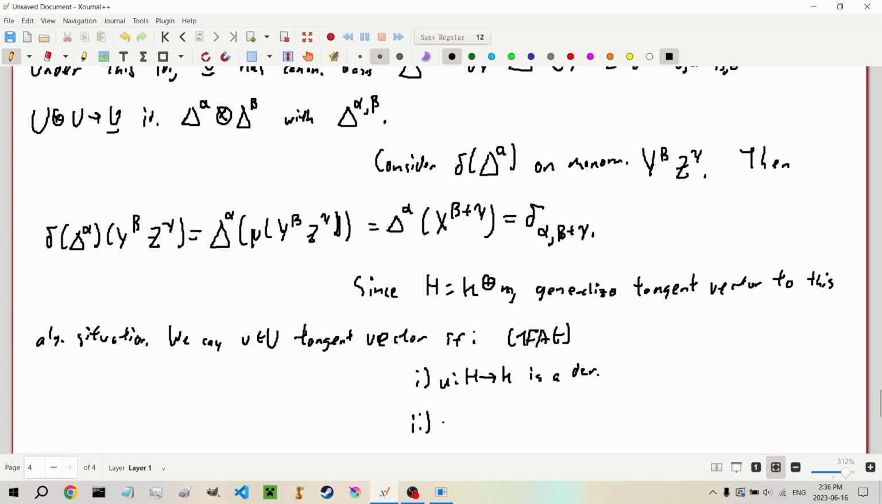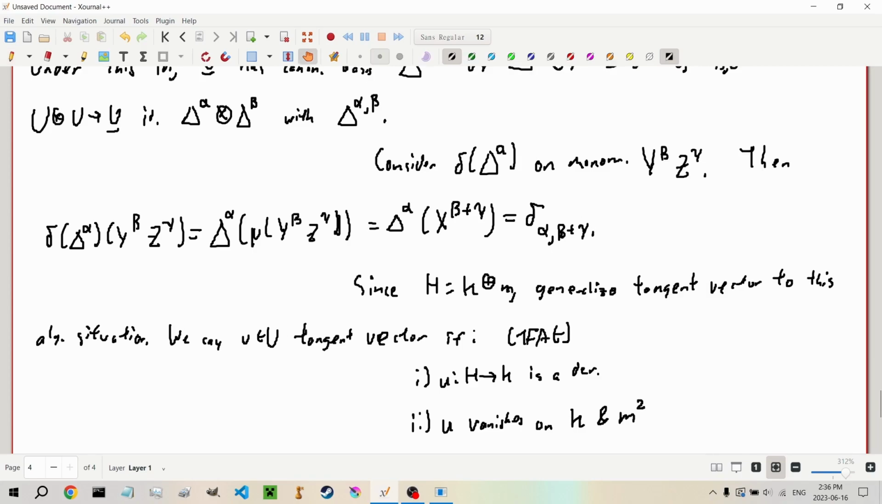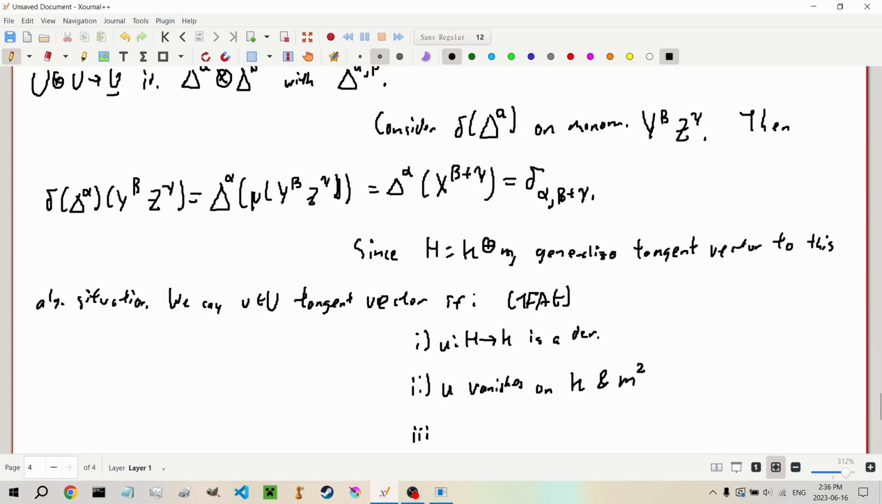Secondly, u vanishes on k and on m squared. And thirdly, u is primitive for delta, which we recall means delta of u is u tensor 1 plus 1 tensor u. And we've seen that these are all equivalent before, so we're actually going to call it there for an episode.